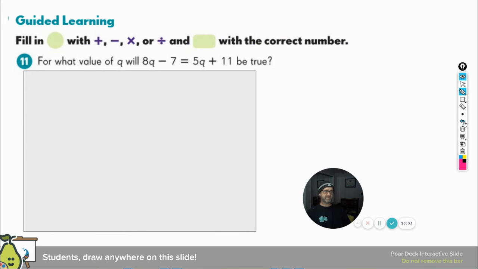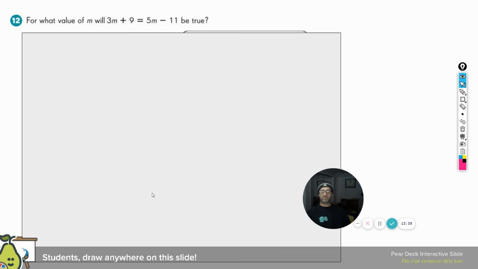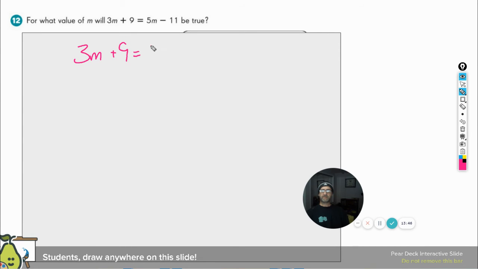Okay. Do the same thing on this one. For what value of m will that be true? Just what does m equal? Okay, write it down. I'll start in. Pause me. Oh, 4. Okay.